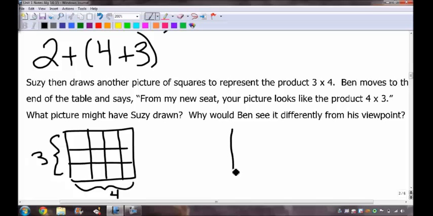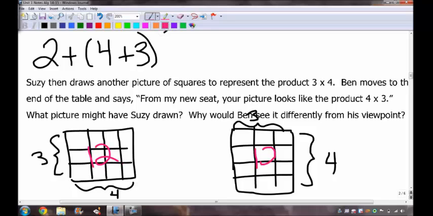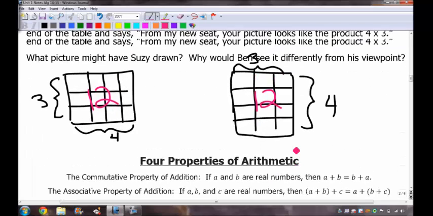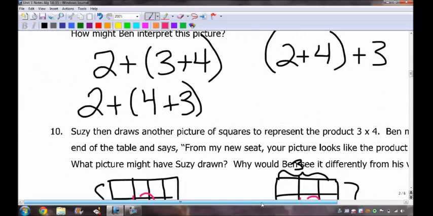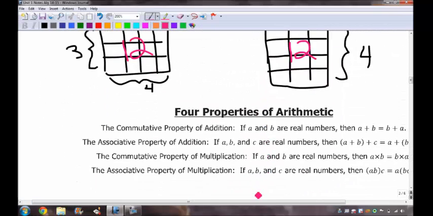And Ben could look at it differently and say, you know what? That's not how I see it. I see it like this. So here's my 4, and here's my 3, is what Ben would say. But it's basically the same thing because altogether, doesn't matter which order you do it in, you've got 12 boxes. So the examples, questions number 8 and 10, talk mostly about the fact that you're allowed to change the order, which is the commutative property.